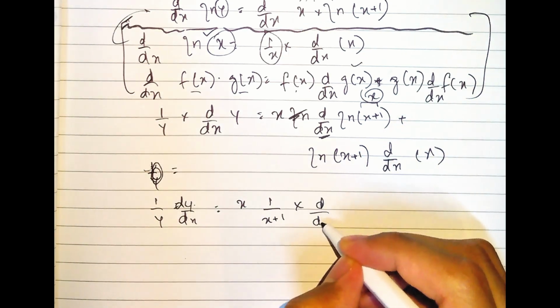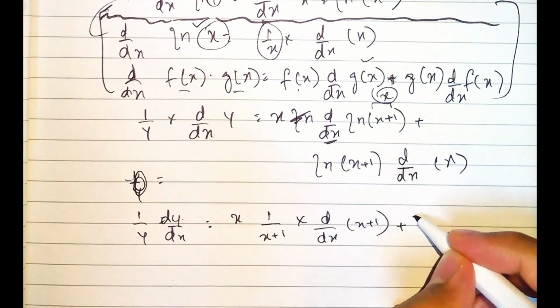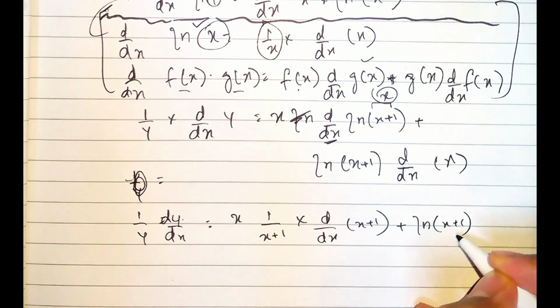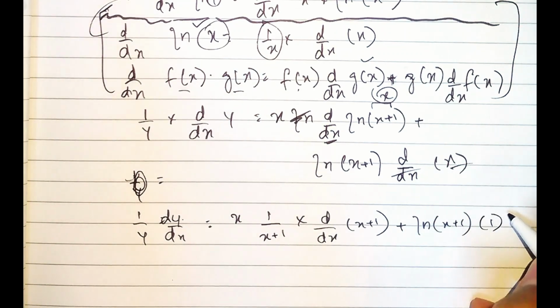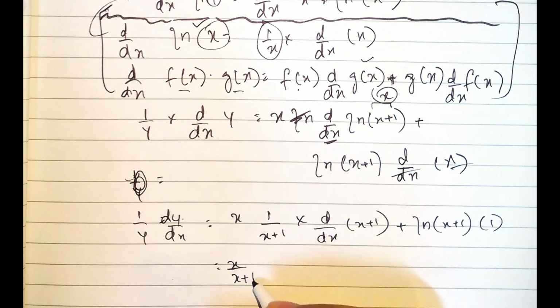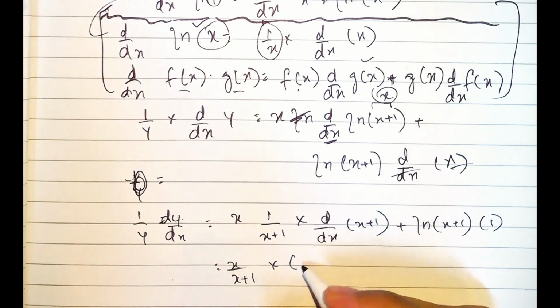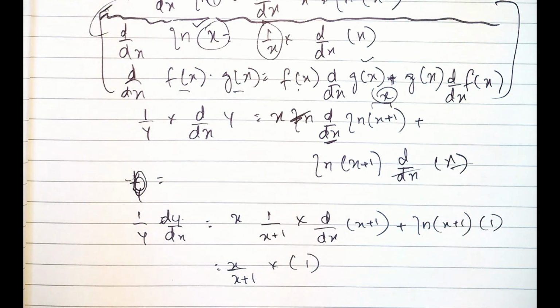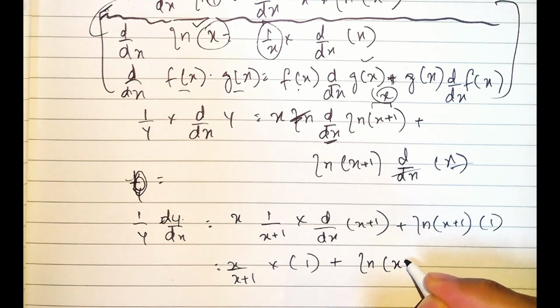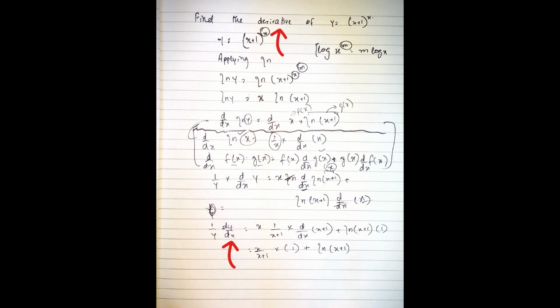So d by dx of (x plus 1), plus natural log of (x plus 1) as it is, and the derivative will be cancelled and we are left with 1. So x divided by (x plus 1) multiplied by the derivative of (x plus 1), which is actually 1 because the derivative of x is 1 and the derivative of 1 is 0, plus the natural log of (x plus 1). And now what do we want to find? We want to find the derivative, I want to find the dy by dx.